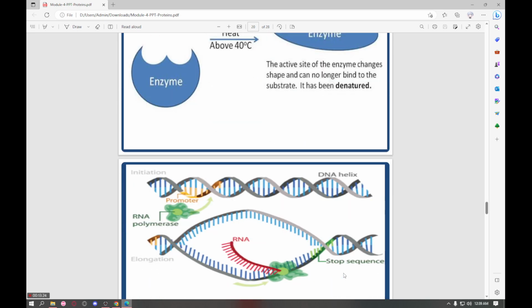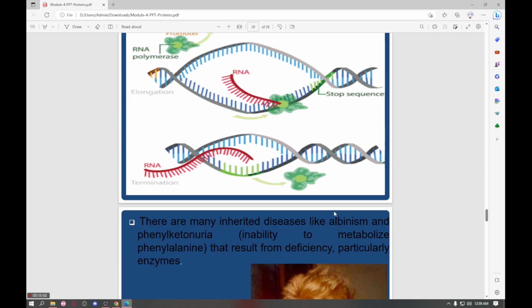Okay, so your enzymes are also present in your protein synthesis, if you remember. So through the RNAs, through the presence of your RNA polymerase, it speeds up the catalytic activity of your RNA, and it goes out of the nucleus in order to synthesize protein.